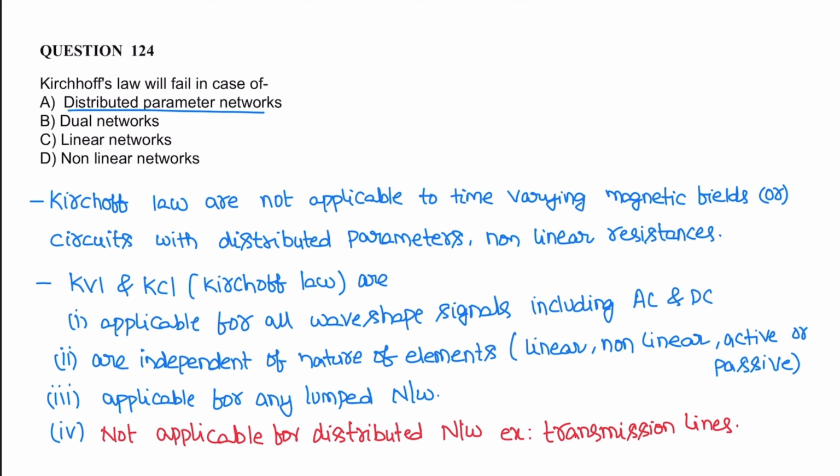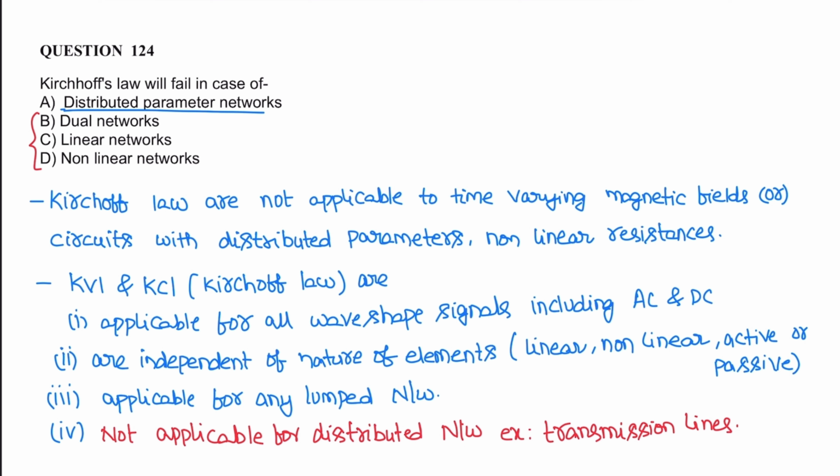That is, KCL and KVL are applicable for linear elements, non-linear elements, active elements, and passive elements. This KVL and KCL is applied for lumped networks. So it is independent of the nature of the element. It is independent of the type or shape of the signal. But these KCL and KVL are not applicable for distributed networks, that is, not applicable for transmission lines. KVL and KCL are applicable for DC networks, linear networks, nonlinear networks, active networks, passive networks, lumped networks, but not applicable for distributed parameter networks.